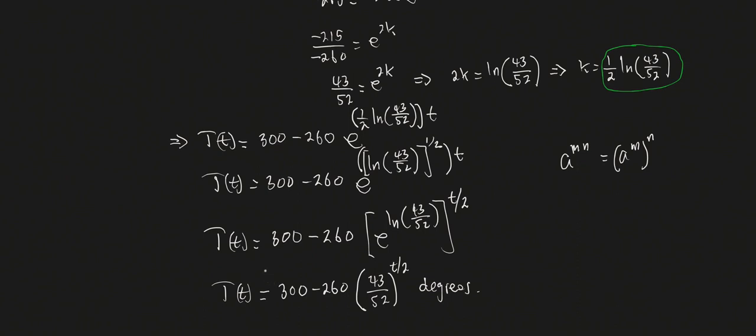So that is, I think, a good example that illustrates what it's like when you're working with Newton's model for heating and cooling when you have the environmental temperature being kept constant.